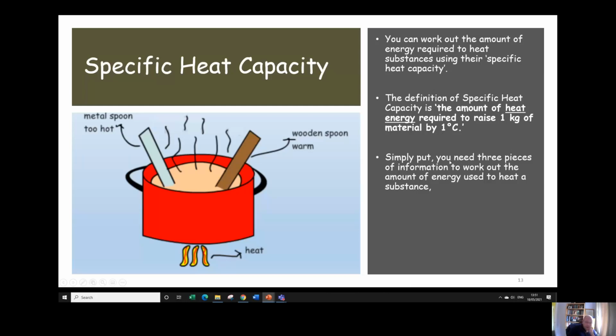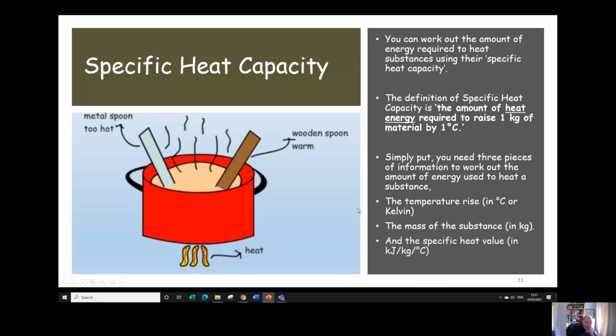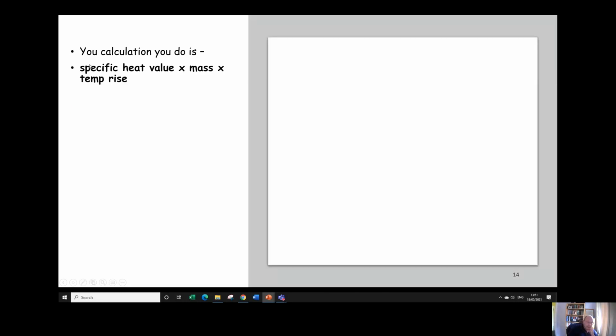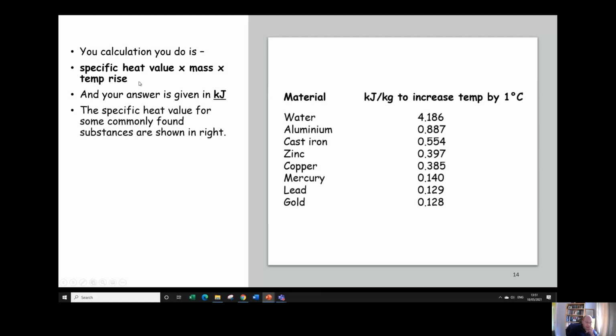Simply put, you'd need 3 pieces of information to work out the amount of energy: the temperature rise in degrees Celsius or Kelvin, the mass of the substance in kilograms, and the specific heat value, which is measured in kilojoules per kilogram per degree C. So the calculation you do is specific heat value times mass times temperature rise, and that gives you an answer in kilojoules. And these are the common specific heat values for some substances like water, aluminium, cast iron, zinc, copper, mercury, lead, and gold. The key one really to focus on is water, because obviously as plumbers, as heating engineers, that's often what we need to heat.